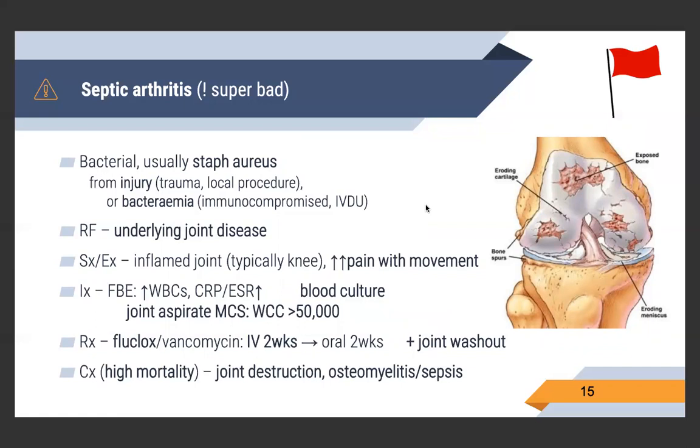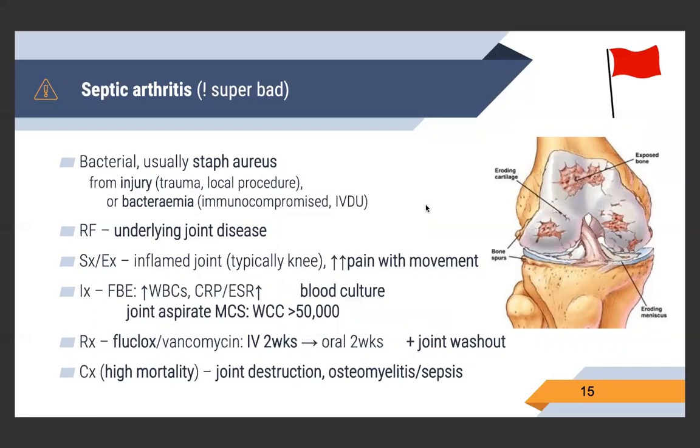So they'll come in with a really, really severely painful, red, inflamed, swollen knee. Typically it's the knee, but it can be any joint. And it's worse with movement because if you think about it, you're moving your joints and just aggravating things further, so you can ask that on history as well. Blood tests, as you'd expect, it's an infection, so it's all the stuff you'd expect.